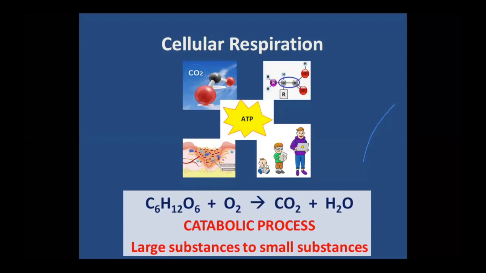In the diagram, we would see the reaction of cellular respiration. That would be C6H12O6, which is a large molecule, together with oxygen, can be broken down into simpler molecules, which would be carbon dioxide and water. This breakdown of large molecules into simpler ones is called a catabolic process.